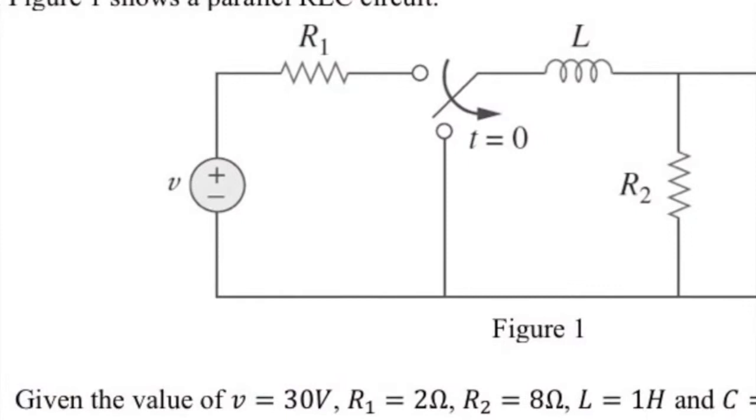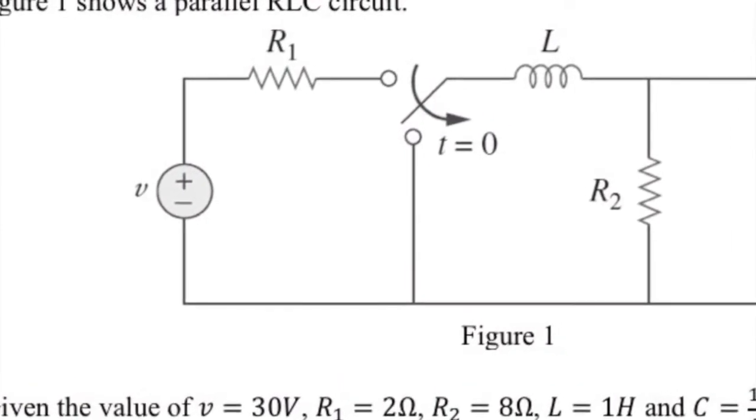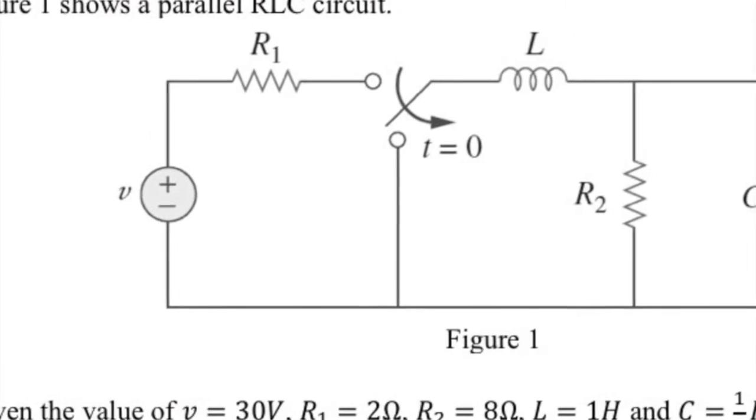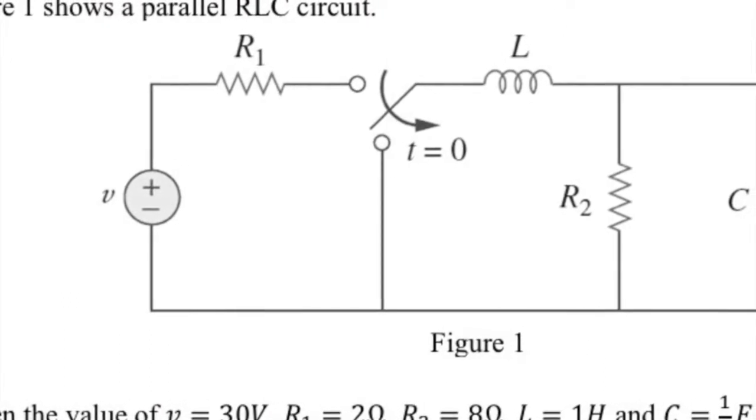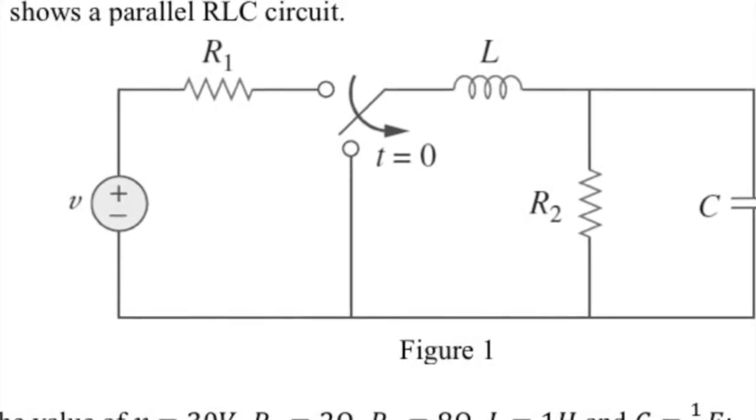For the first question, we are given the natural response of a parallel RLC circuit, and we are required to solve three different types of natural response. For the first response, it is the underdamped case.